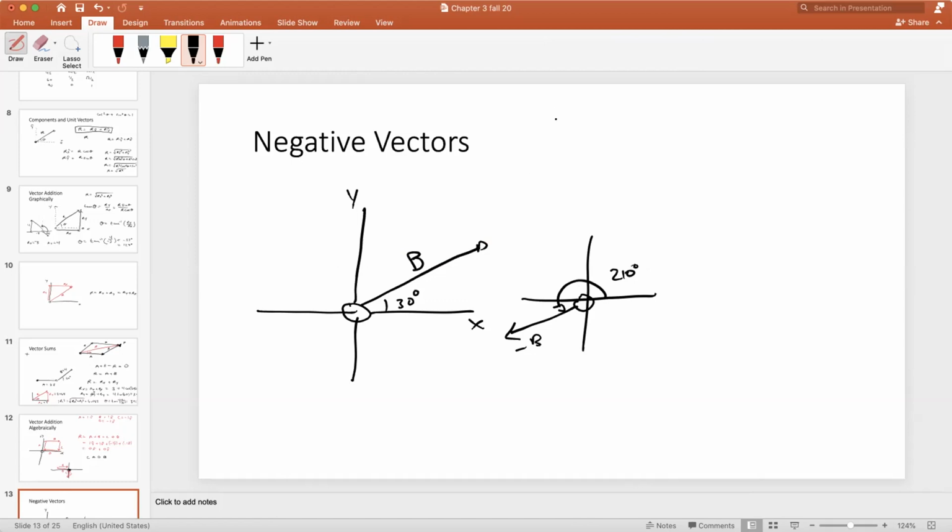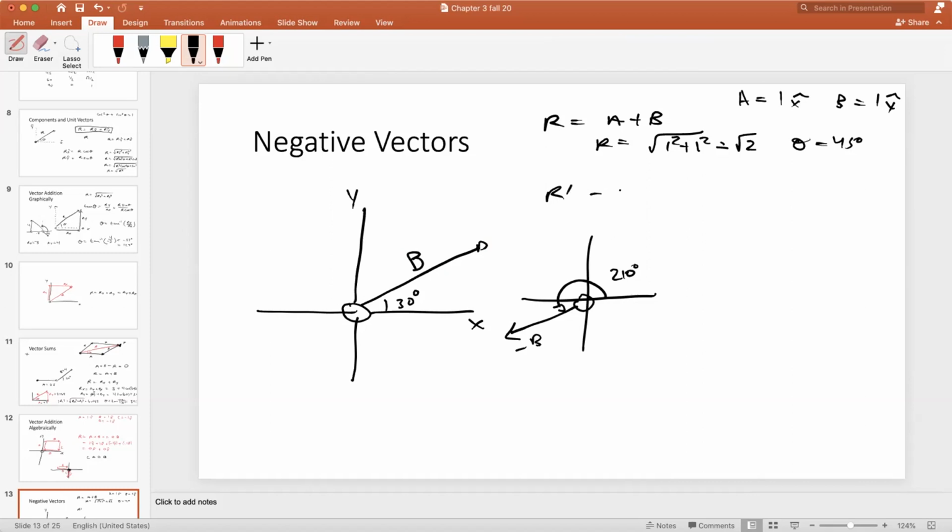And if we want to add, if R is equal to A plus B, and let's say that A is 1 in the X direction, and B is 1 in the Y direction, just to make it easy, okay? R would then be the square root of 1 squared plus 1 squared, which would be square root of 2. And it would be at an angle of 45 degrees. I know that because if I go 1 and 1, it's at 45 degrees.